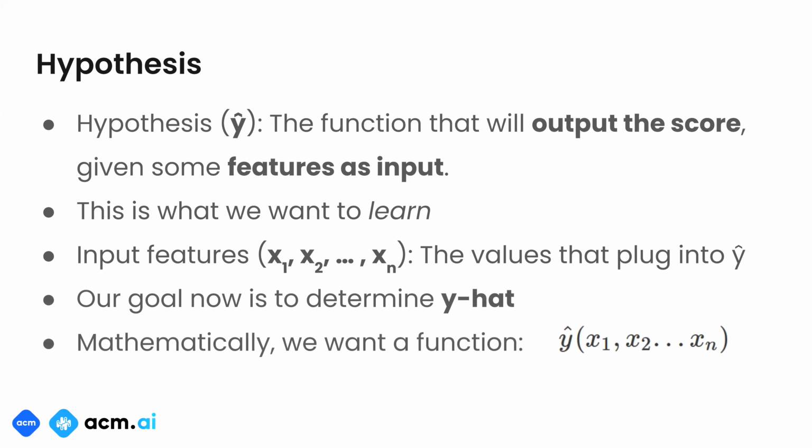So mathematically, in nice clean LaTeX, that's what it looks like. We have a function y hat, which takes in x1 through xn. This is just notation, but it is important notation as well. We're going to use this throughout the rest of the presentation. So any questions about this? Okay.